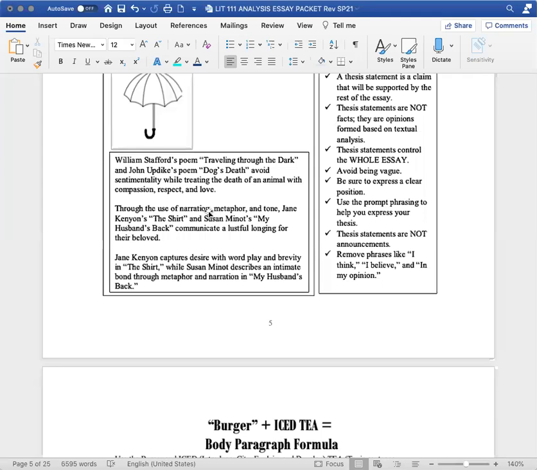And these other 2 give hints at the topics without necessarily listing them, they kind of do too. So through the use of narration, metaphor, and tone, we already know this lustful longing will be described in 3 categories.